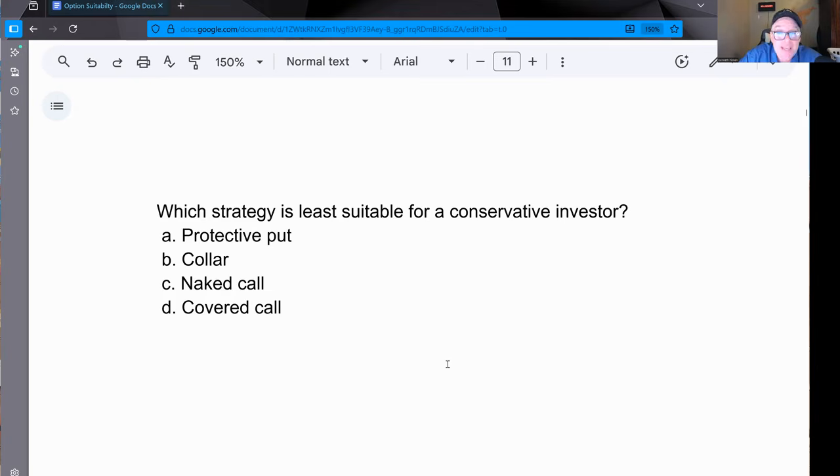Which strategy is least suitable for conservative? Okay. Covered call is always good. Collars are limited upside and downside. Protected put, limited downside. Boom. Naked call, baby. Naked calls are for the ballers, the risky ones, the ones who are kind of stupid.